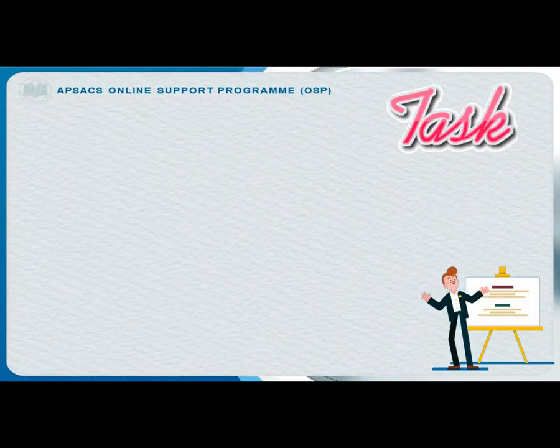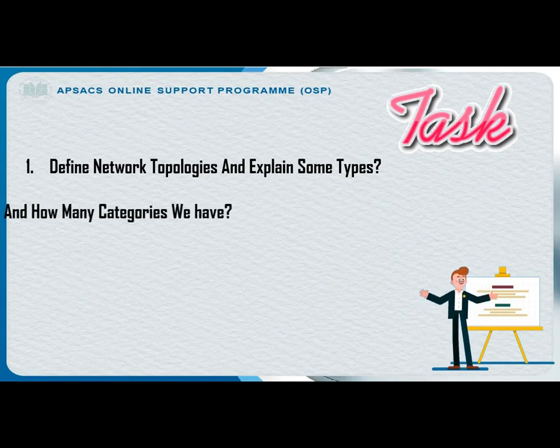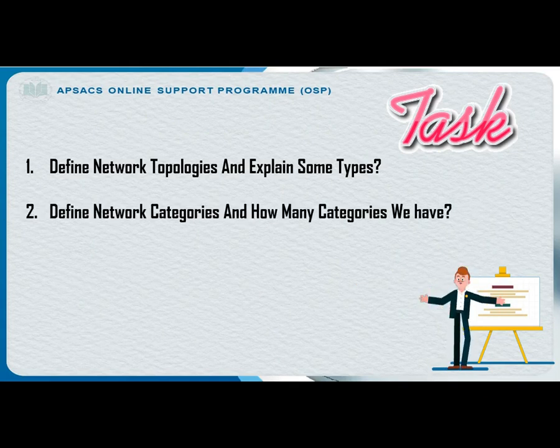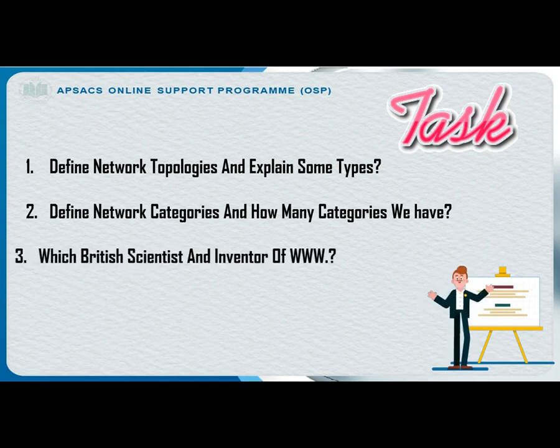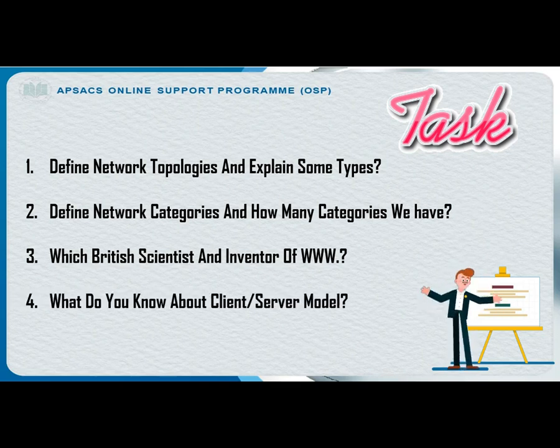So today our task is: first, define network topologies and explain some types. Question number 2: define network categories and say how many categories we have. Number 3: which British scientist is the inventor of the WWW? And the last one: what do you know about the client-server model?